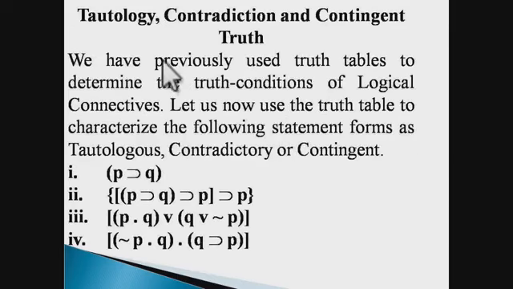So, we have previously used truth tables to determine the truth conditions of logical connectives. So let us now use truth tables to characterize the following statement forms as tautologous, contradictory, or contingent. We'll be looking at P conditional Q, P conditional Q, conditional P, conditional P, P dot Q, wedge Q, wedge negation P, as well as negation P dot Q, conditional P. We'll be looking at all these.